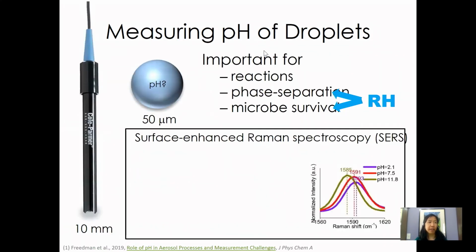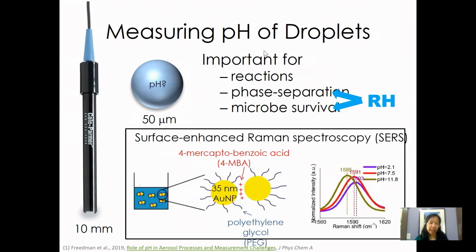And I mentioned that with humidity because mold, of course, is a problem at higher humidity. Now, I'd like to finish up by talking about pH in droplets, because this is something that we found was really interesting and somewhat surprising. So the pH, of course, is really important for reactions. We have acid catalyzed reactions. It controls phase separation in some cases, microbe survival, as I'll show you in a bit. And there's an interaction with relative humidity.